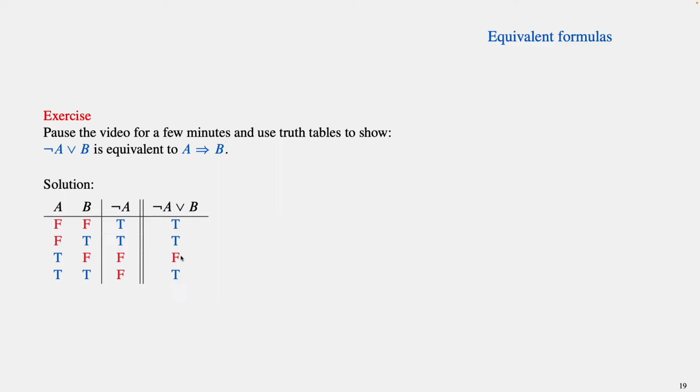So the only way we get a false here is if A is true, turning this not A into a false, and if B is false, then we get the false here. And now if we compare this with the truth table for the implication, we see, yes, indeed, they're the same. So logically, not A or B has the same meaning as A implies B.